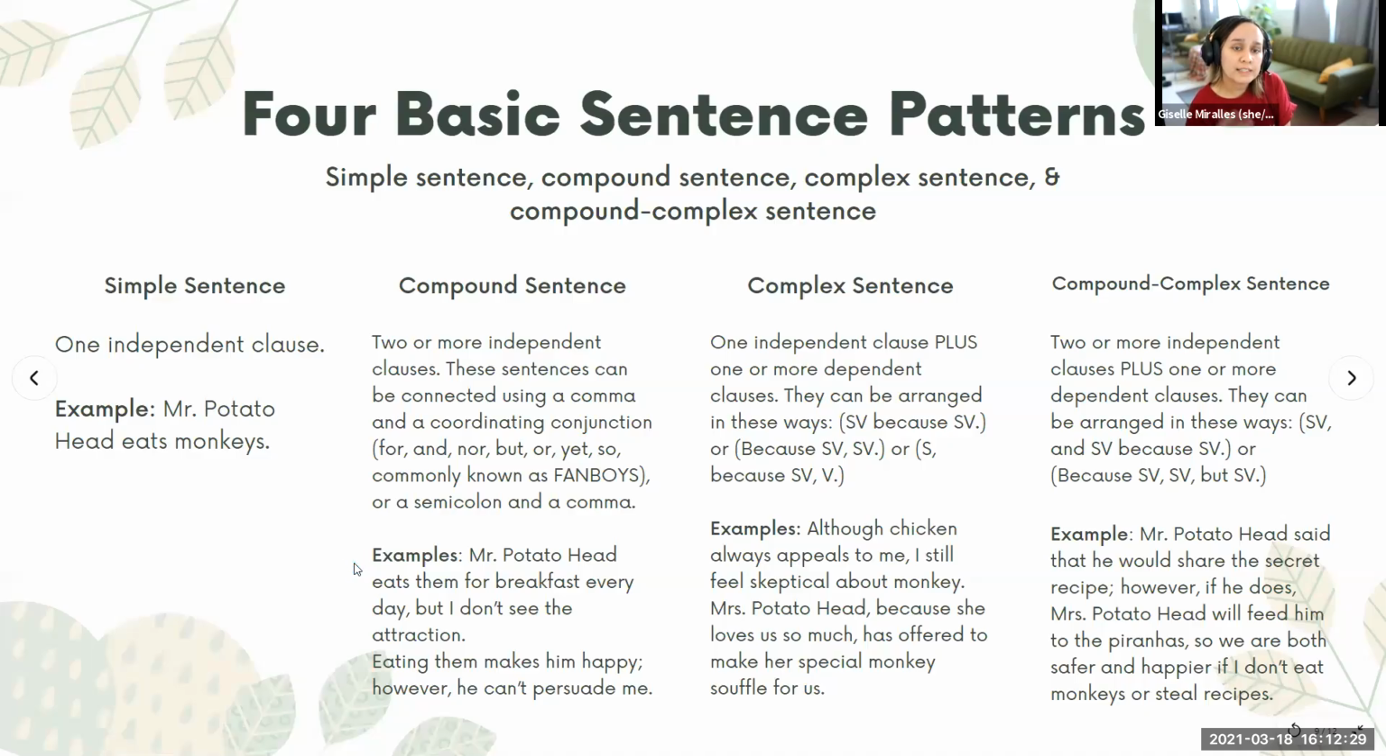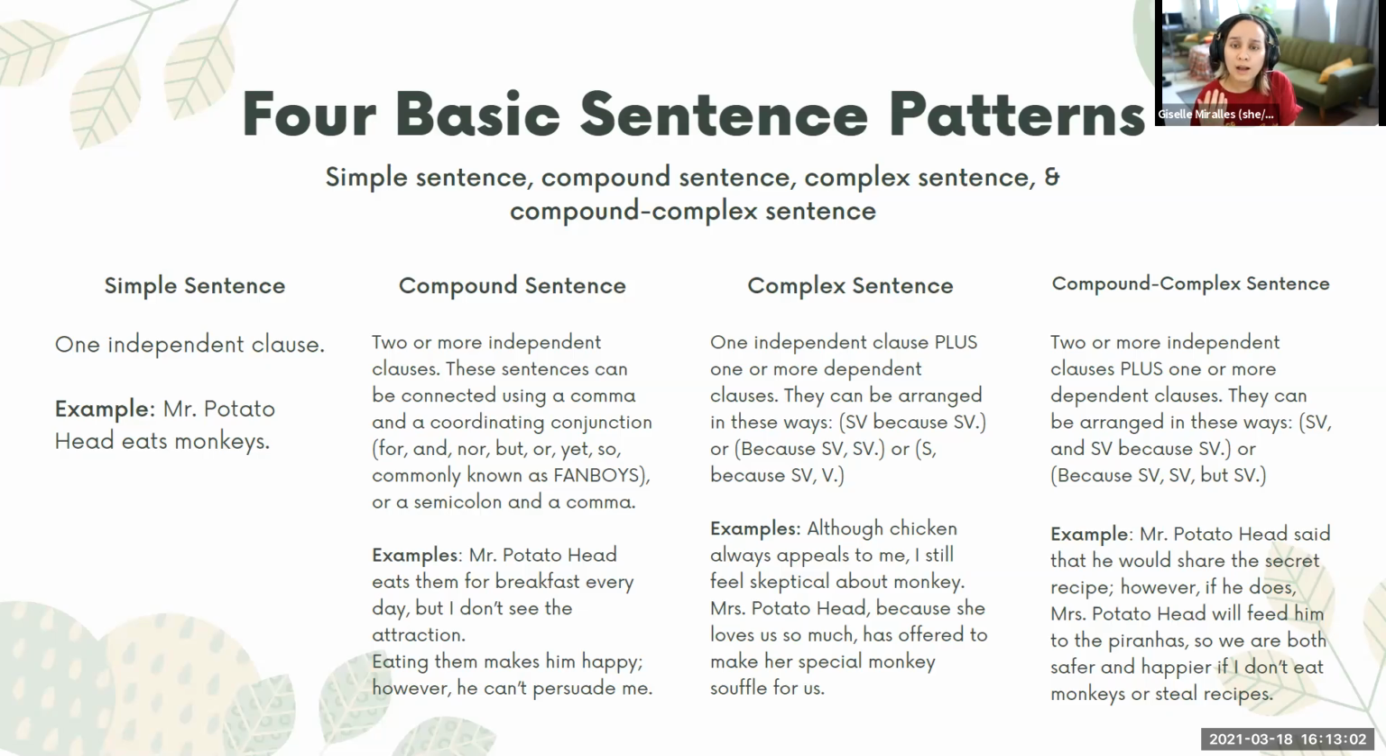Another type of sentence is a compound sentence. Compound sentences are 2 or more independent clauses. These sentences can be connected using a comma and a coordinating conjunction. Coordinating conjunctions are commonly known as for, and, nor, but, or, yet, so. This is commonly known as FANBOYS. It's an acronym that will help you remember these coordinating conjunctions. And again, you use coordinating conjunctions to connect 2 independent clauses.